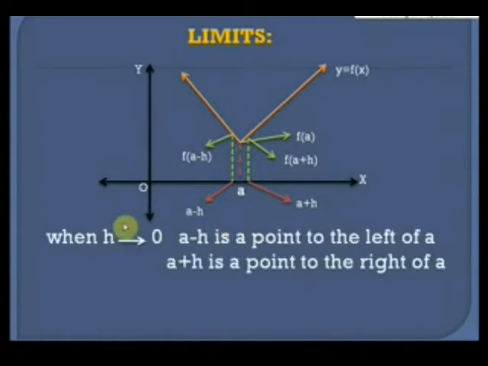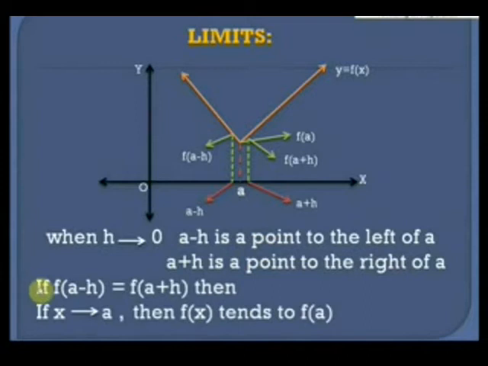Now when h tends to 0, a minus h is a point to the left of a. If h is very close to 0, then a minus h would be very close to a. It is almost touching the point a. And similarly, a plus h is a point to the right side of a. So this point is just to the right of point x equal to a.